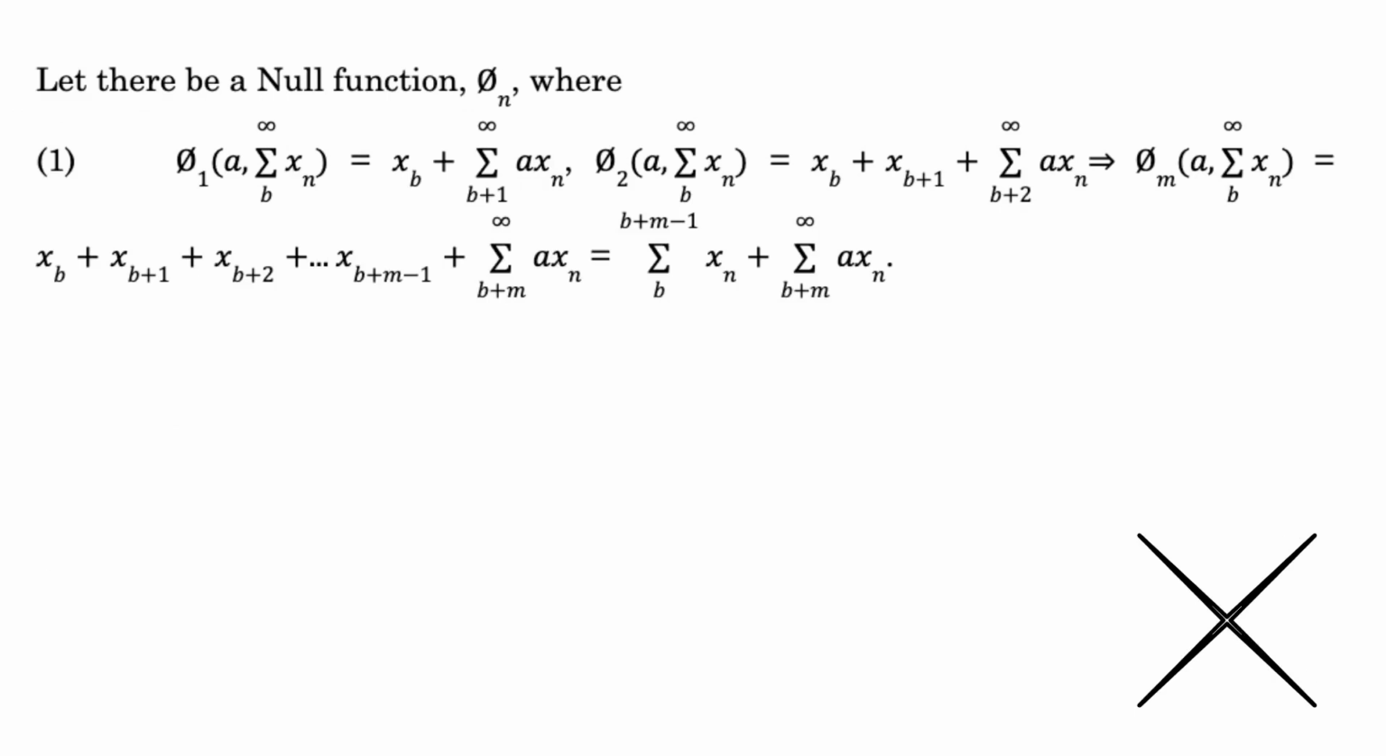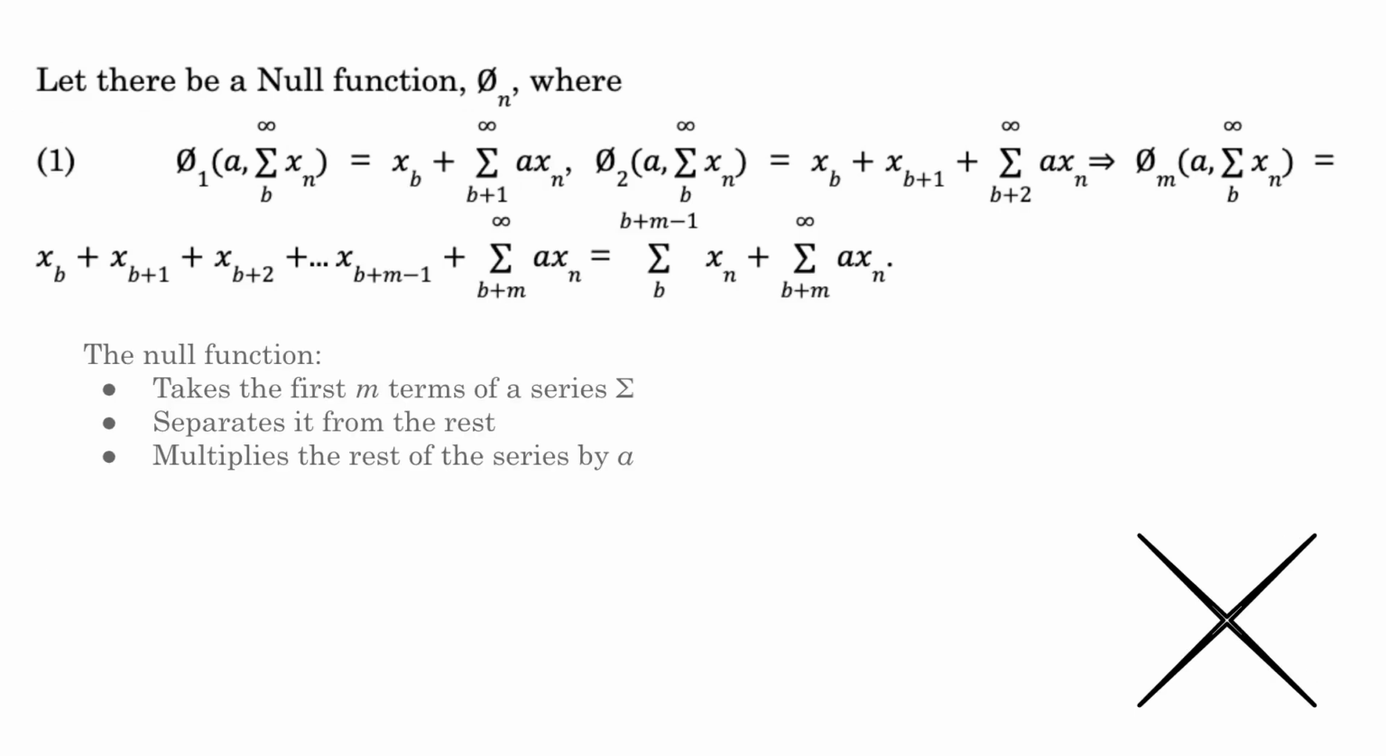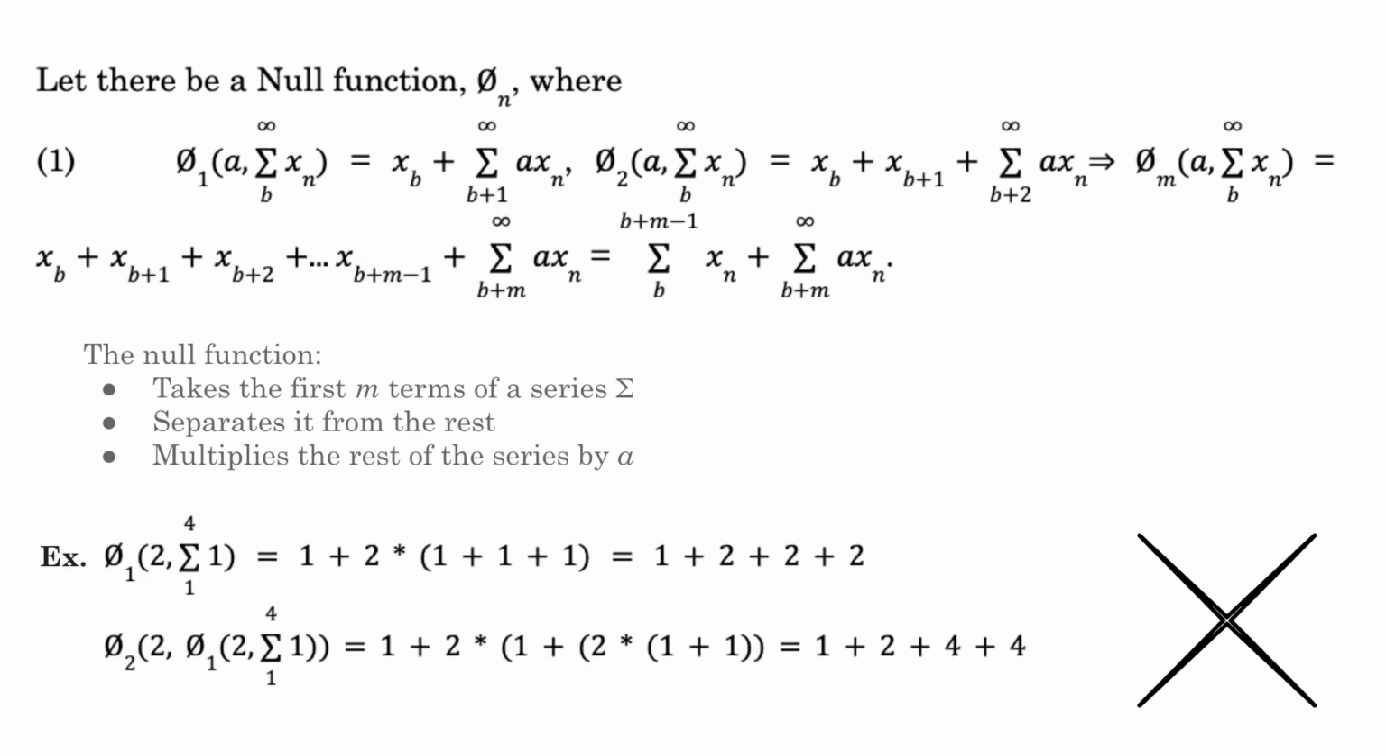So the main thing we're talking about today are two functions. Now, the first one of them is the null function. The null function takes the first m terms of a series, sigma x sub n. It separates the first term from the rest of the series, and it multiplies the rest of the series by some number, let's say a. Here's an example. We take the first term of the series 1 plus 1 plus 1 plus 1, and we multiply the rest by 2, which gets us 1 plus 2 plus 2 plus 2.